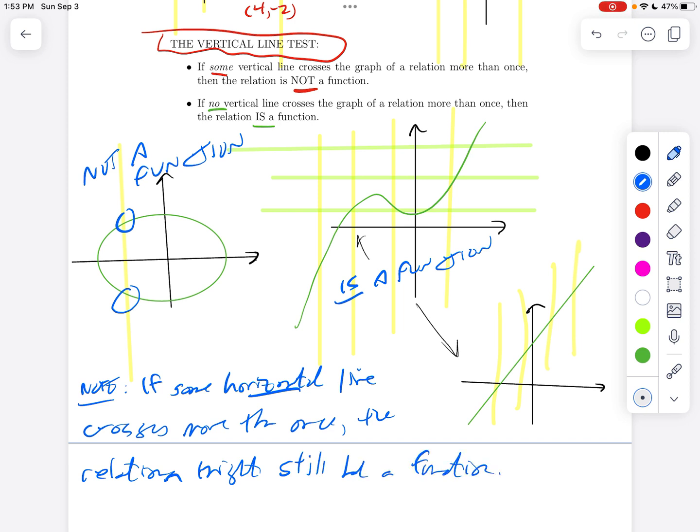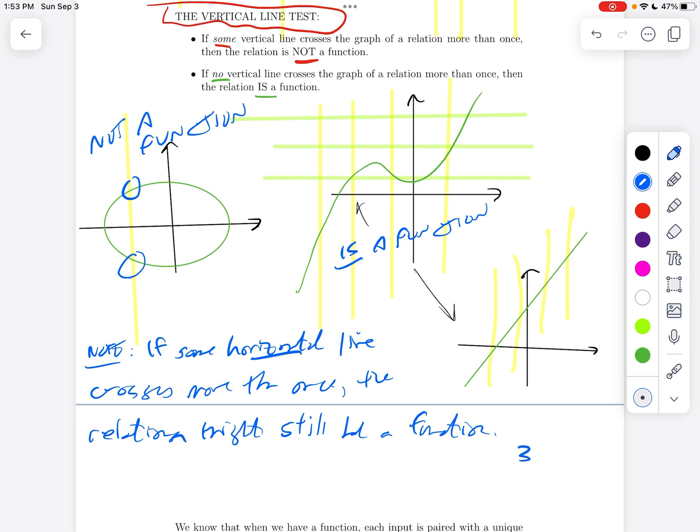We might have an example where the input of 3 gives us the output of 5, and the input of 8 also gives us the output of 5. In either case, if I ask you, what do we get when we plug in 3, there is only one answer. If I ask you, what do we get when we plug in 8, there is only one answer.